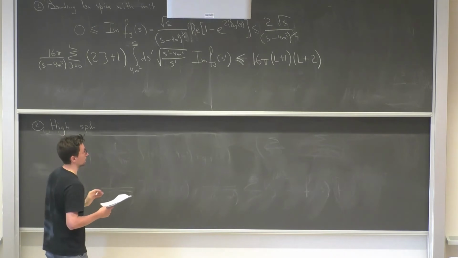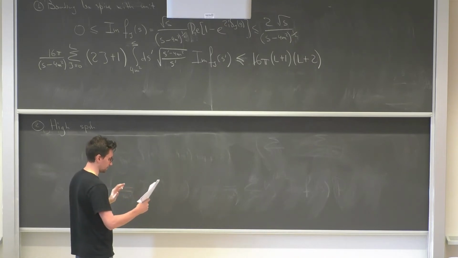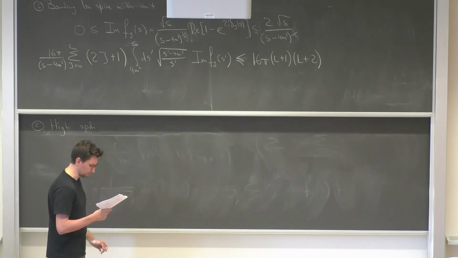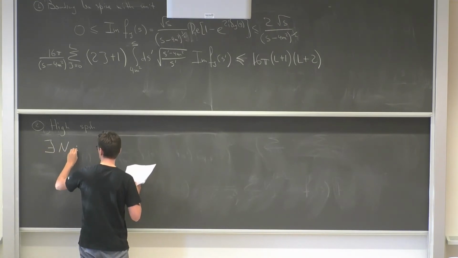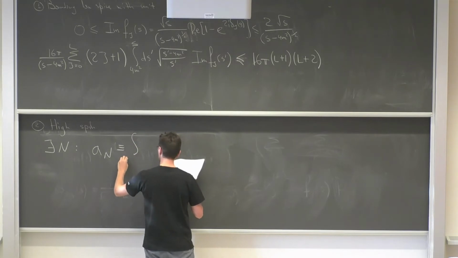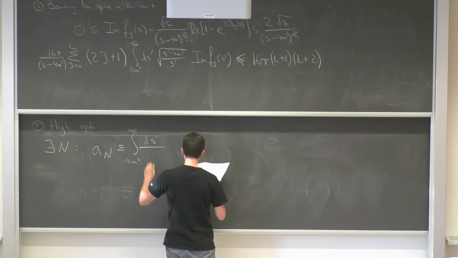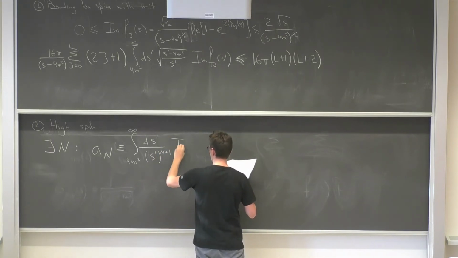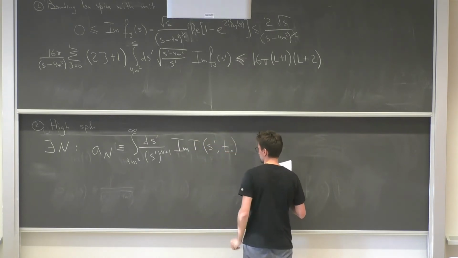Let's take Martin's statement that the function is analytic up to some region, and in fact, he also showed that it's not only analytic, it's also polynomially bounded. So therefore, if the function is polynomially bounded, there exists n such that this integral, ds prime over s prime to the n plus 1, imaginary part of t(s prime, t0), and you choose some t0 less than infinity.